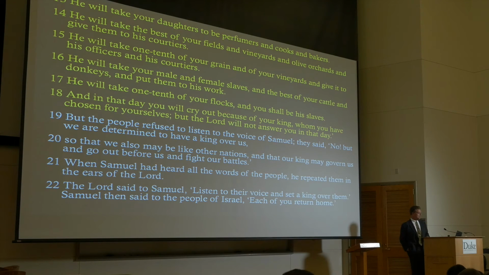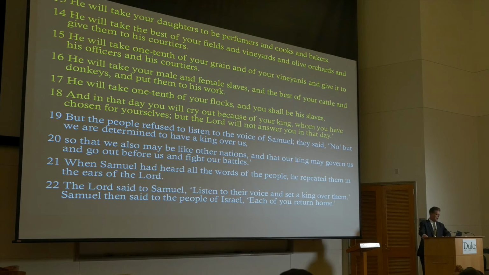He'll take your daughters to be perfumers and cooks and bakers. He'll take the best of your fields and vineyards and olive orchards and give them to his courtiers. He'll take 1/10 of your grain and your vineyards and give it to his officers and his courtiers. He'll take your male and female slaves and the best of your cattle and donkeys and put them to his work. He'll take 1/10 of your flocks and you will be his slaves. And in that day you will cry out because of your king whom you have chosen for yourselves, but the Lord will not answer you in that day."